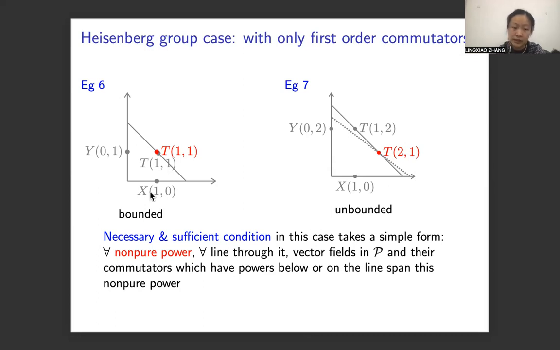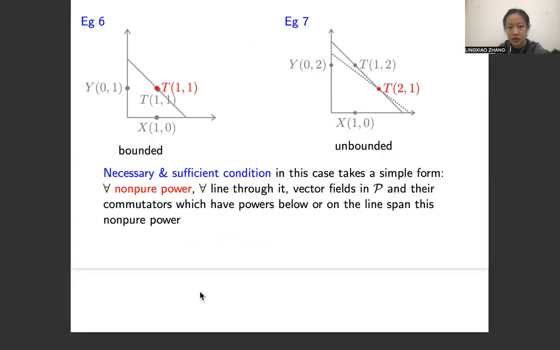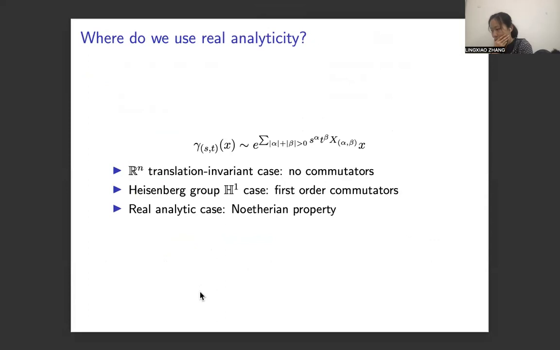Yeah, so the necessary and sufficient condition in this case is the following. For any non-pure power and any line through it, the pure vector fields and their commutators that lie below the line should span the non-pure vector field. Okay, so we have talked about two very simple special cases. And what about the general real analytic case? And how do we use the fact that it's real analytic?